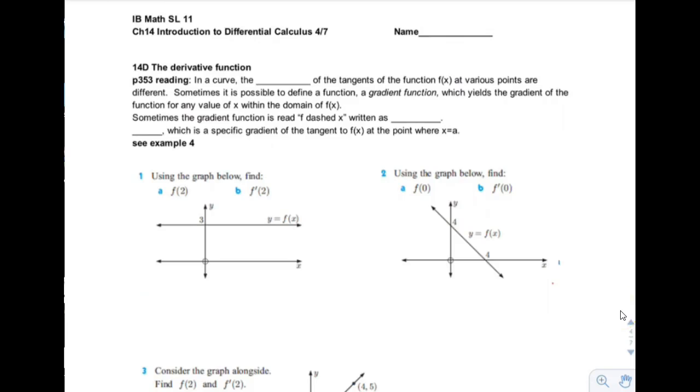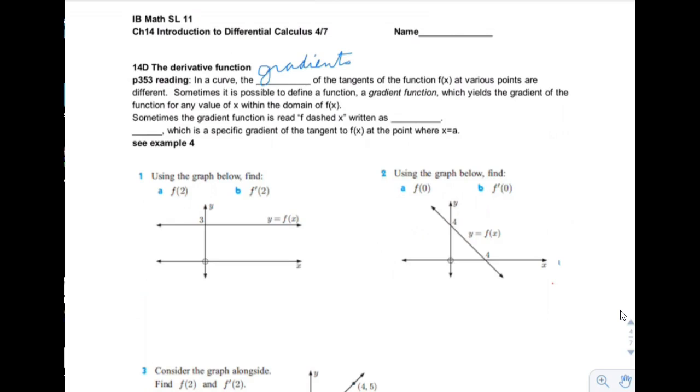Page 4 of differential calculus. The derivative function. In a curve, the slope of the tangents of the function at various points are different. In IB, they say gradients instead of slopes.